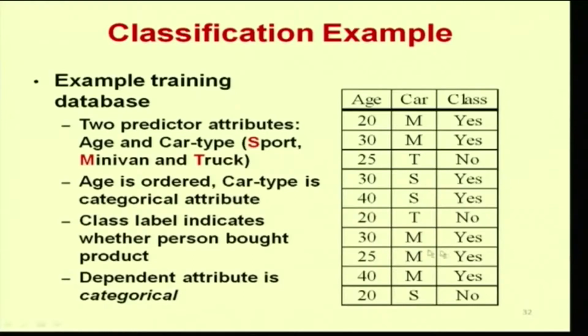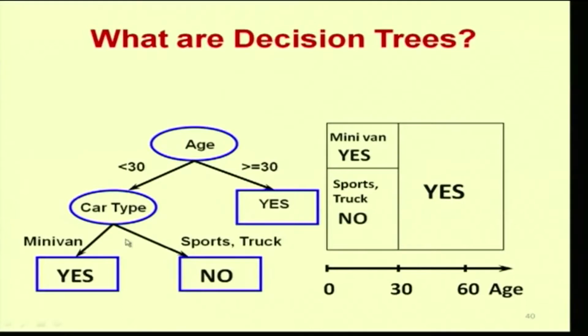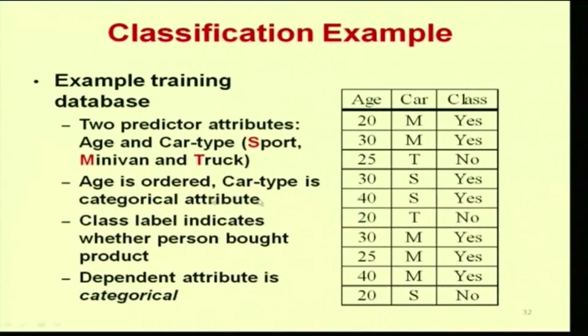Now let us take the example from before. What we are going to do is, if the age is 20, take 20: in 20 you have M, T and S, all three, and then 20 M you have yes, 20 T you have no, and 20 S you have no. That is what you are trying to represent here. So, age is less than 30, car type is minivan yes, sports and truck no; greater than or equal to 30 yes, that means at that point it can be anything.